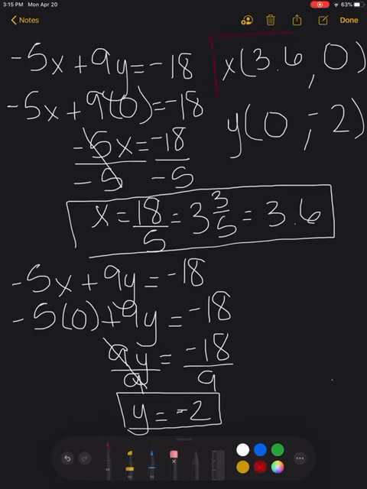Again, it's important to realize that whenever you're trying to find the intercepts, be it x or y, you have to remember which value is equal to 0. If I'm looking for the x-intercept, my y value has to be equal to 0. And if I'm looking for the y-intercept, my value for x has to be equal to 0.